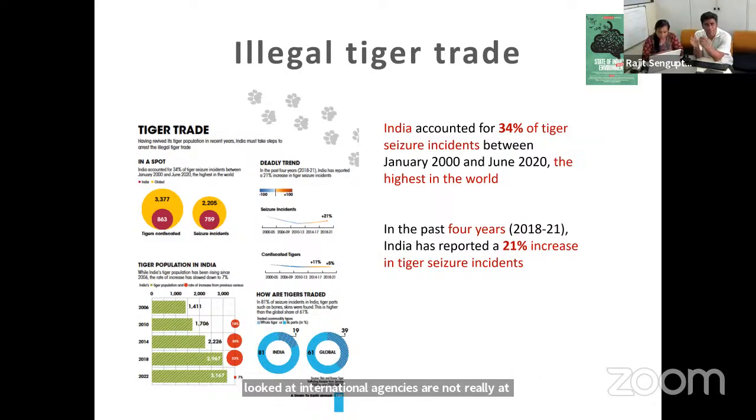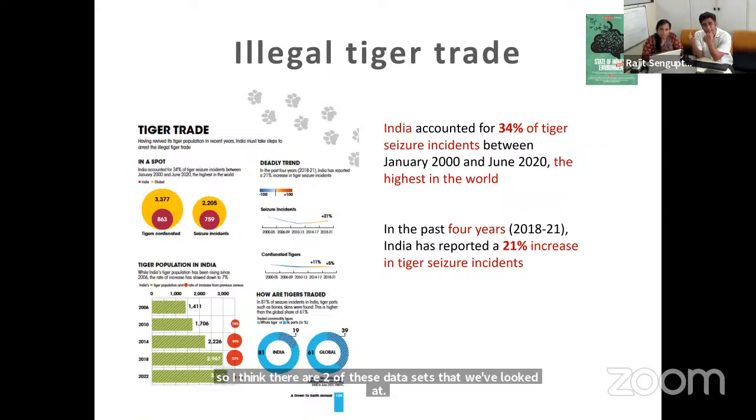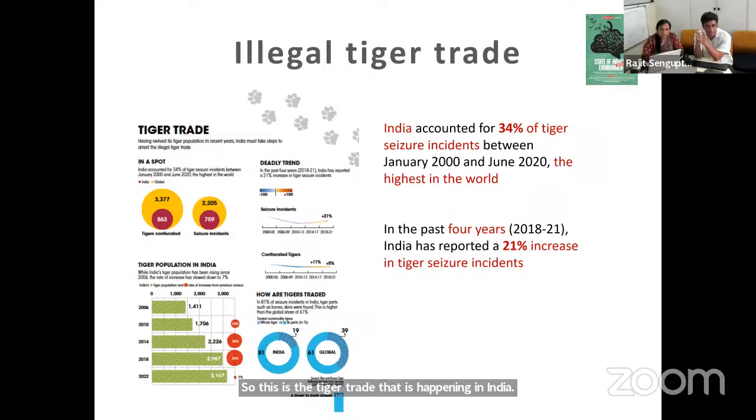So I think there are 2 or 3 such data sets that we've looked at. So this is the tiger trade that is happening in India. On the one hand, we know that tiger population is increasing in India, which is a very, very positive step. If you look at the green bar on the left bottom, that shows the tiger population in India and how it is going up.